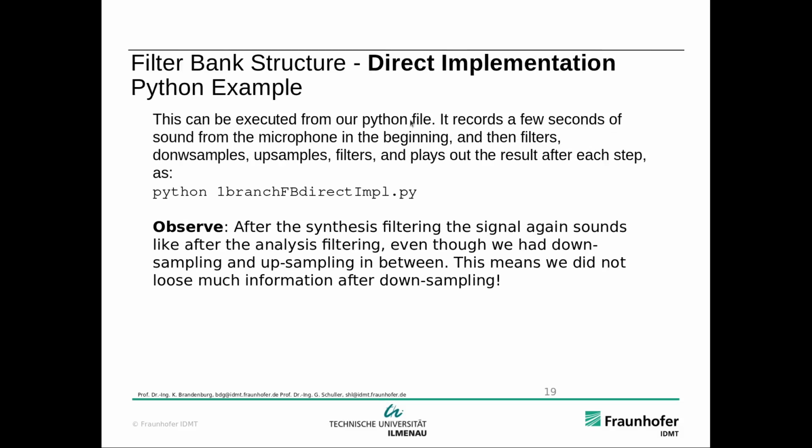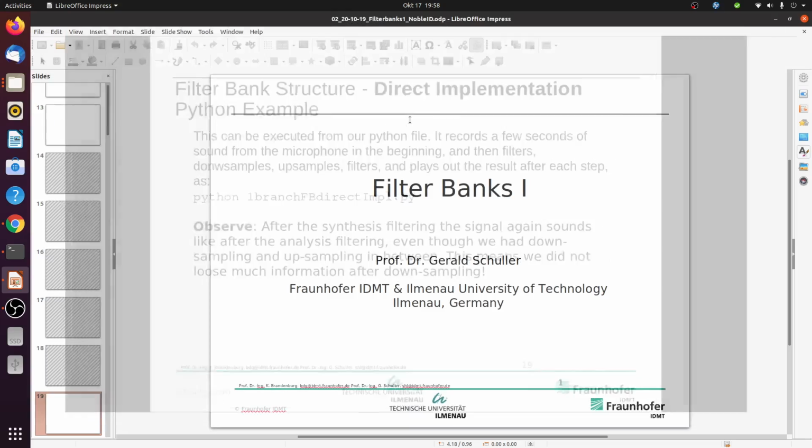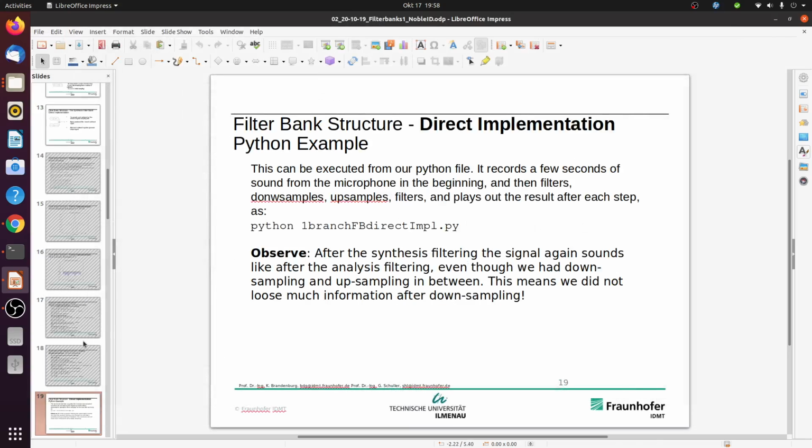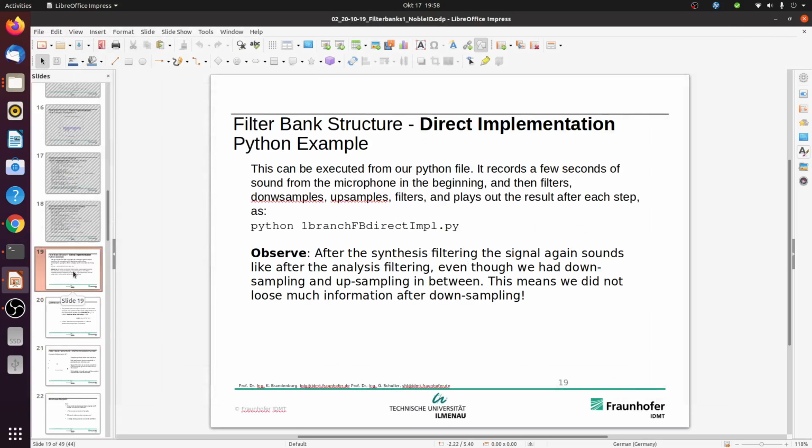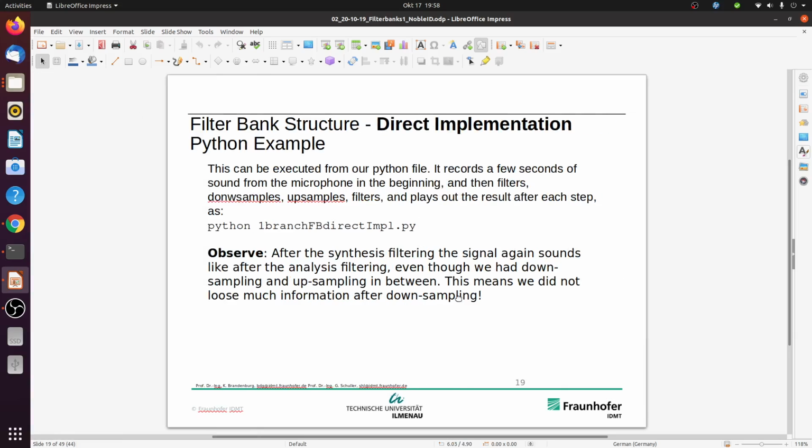And here's a little example of how you would do this direct implementation. Again, this is just for illustration purposes. This is not how you would really do it. But we can take a look at this example. So let me go to it. Here you can see it. Let me open this. So this is the one-branch filter bank direct implementation.